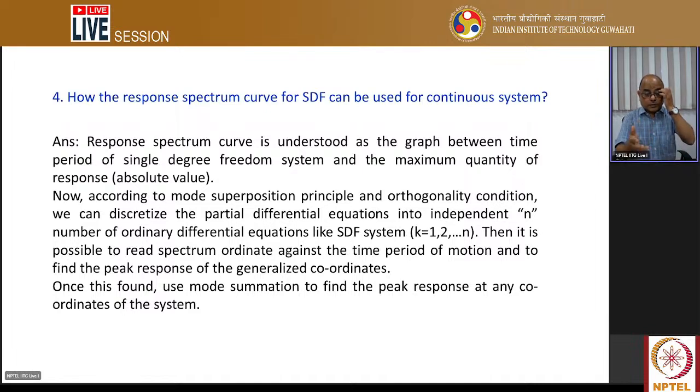If you consider only the first mode, then you take this ordinate according to the time period of the first mode. But if you consider other modes also, then similarly obtain them and sum up all these ordinates, the peak response multiplied by the mode shape function at a particular location. Like that you will get the response.